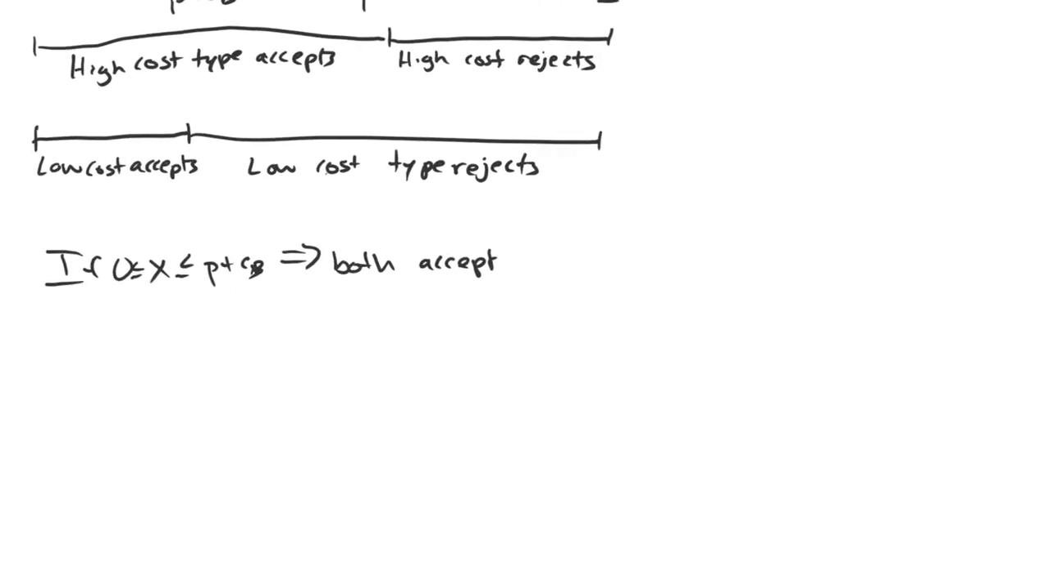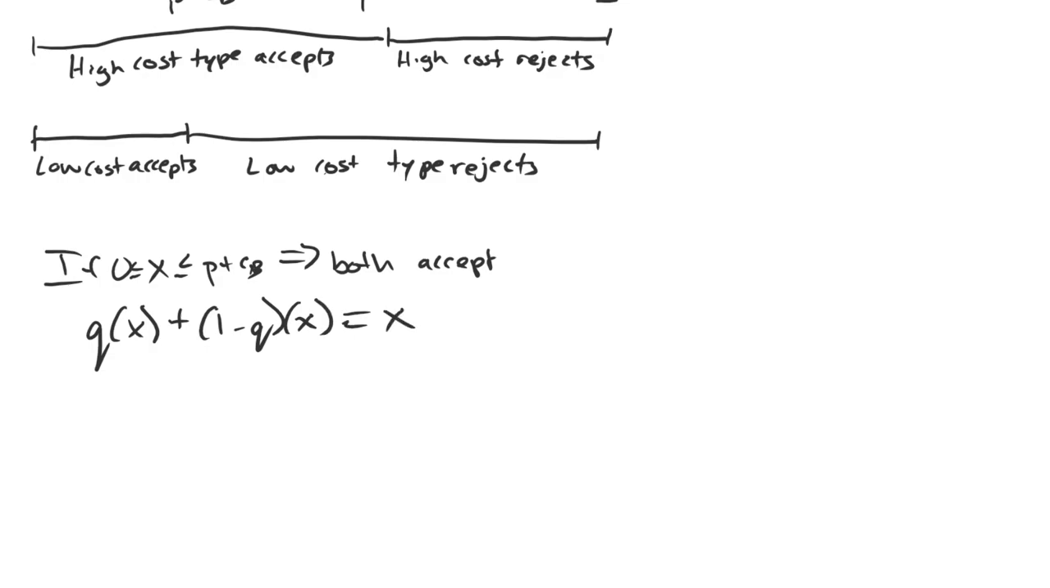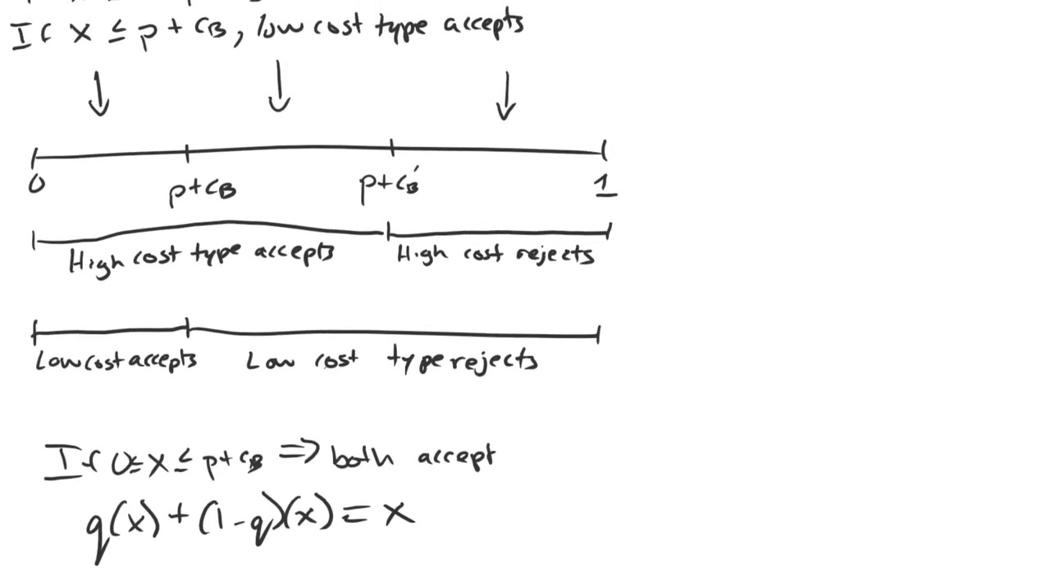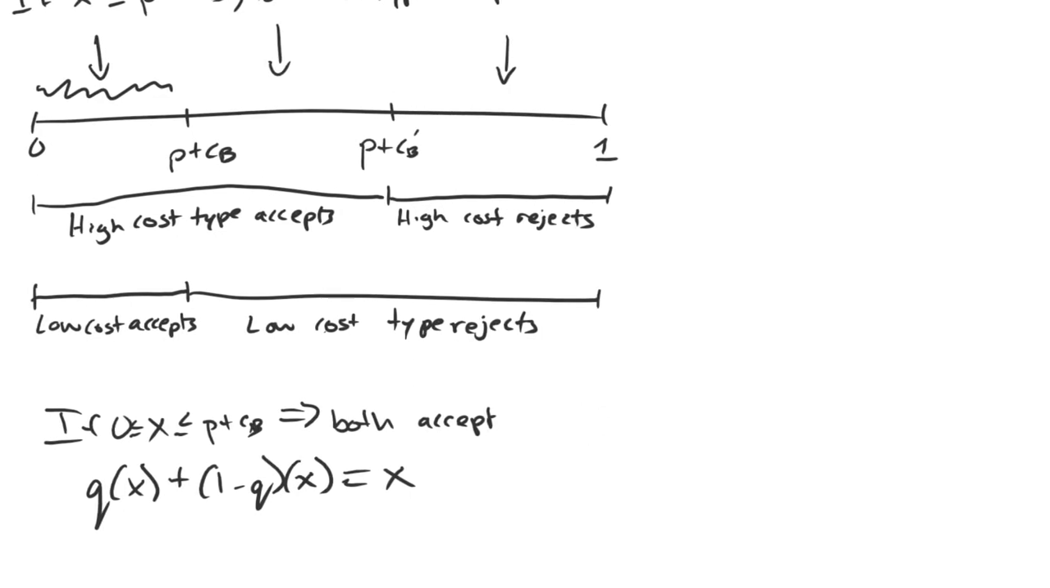And so A's utility is going to be a combination of Q portion of the time, the high cost type accepting, which nets a payoff of X, plus 1 minus Q portion of the time, the low cost type accepting, which is still netting a payoff of X. Easy enough. Now, one thing to notice here is that if you are A, anything in this interval is going to be accepted by both types and lead to a payoff of X.